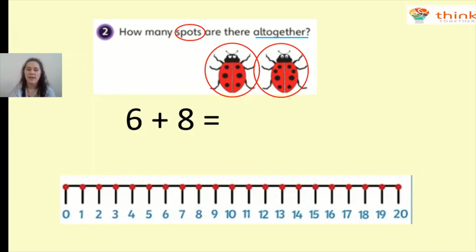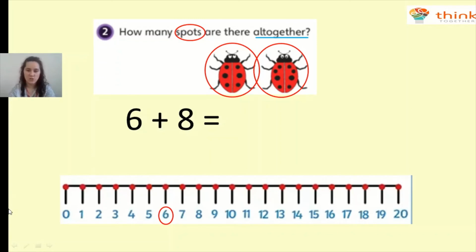Right, now let's work out the answer. What's the first thing I need to do? Brilliant. The first thing I need to do is find 6 on my number line. Now, if I'm adding, do I need to go forwards or backwards on my number line? Well done. I need to go forwards because the amount is going to get bigger. How many jumps am I going to do? Well done. I'm going to do 8 jumps forward.